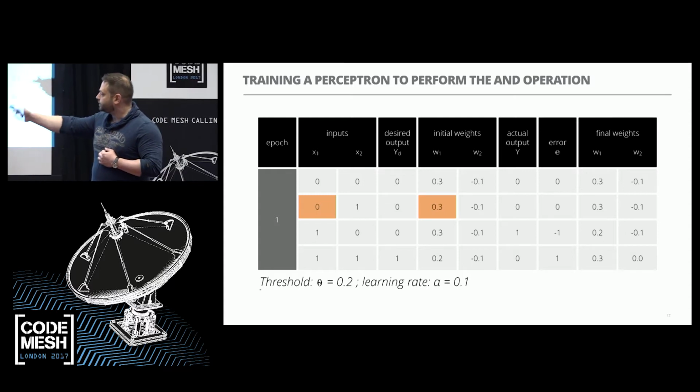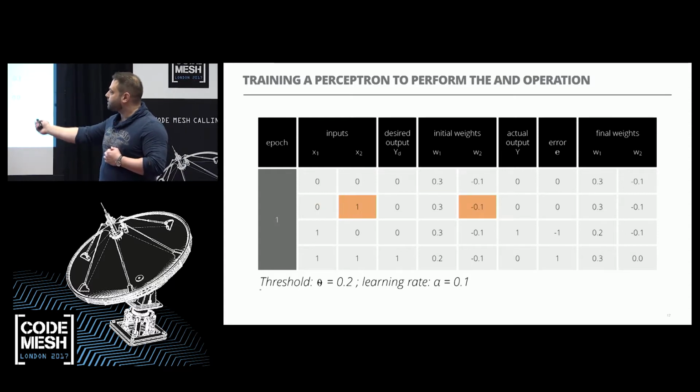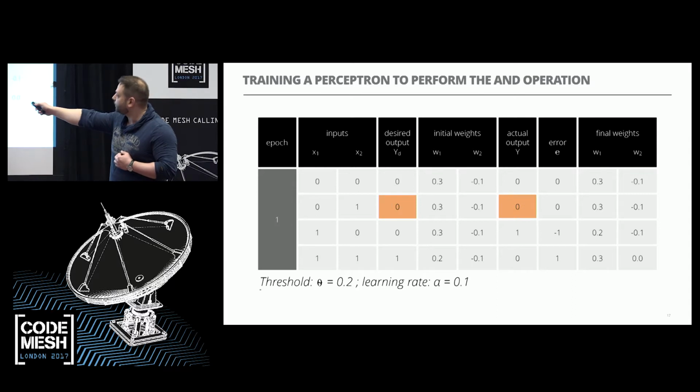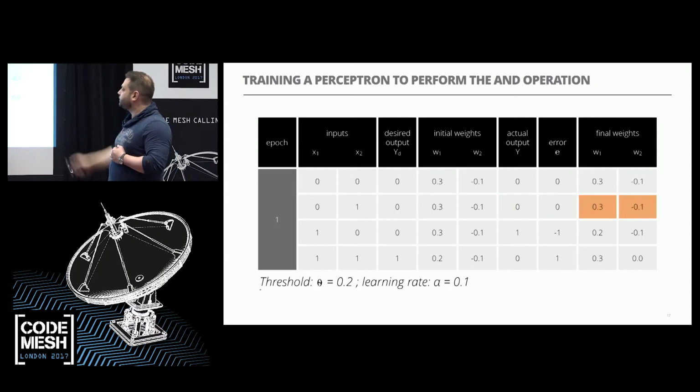Next one. So 0 times 0.3, and this is minus 0.1. Also less than 0.2. Actual output again 0. Desired output is 0, so the error is 0. Again, we don't do anything.